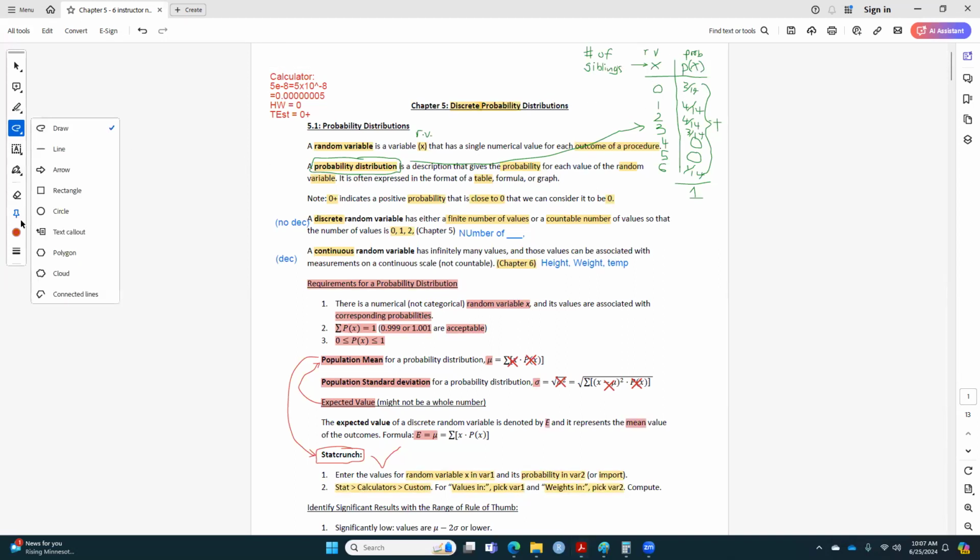Okay, so we have this given to us. We find what is the population mean mu and what is the population standard deviation sigma. And don't forget the expected value is the same as the population mean. So first, I have to enter the x values 0, 1, 2, 3, 4, 5, 6 into variable 1. And then the probability P(x) is in variable 2.